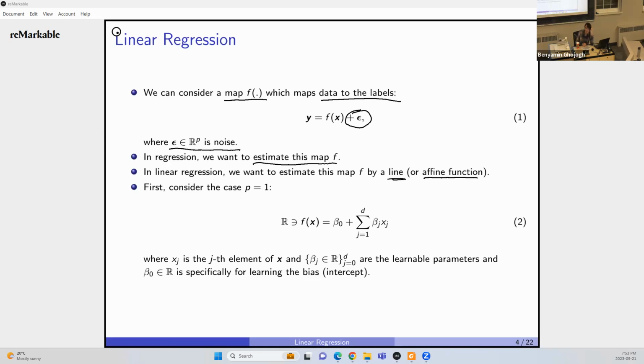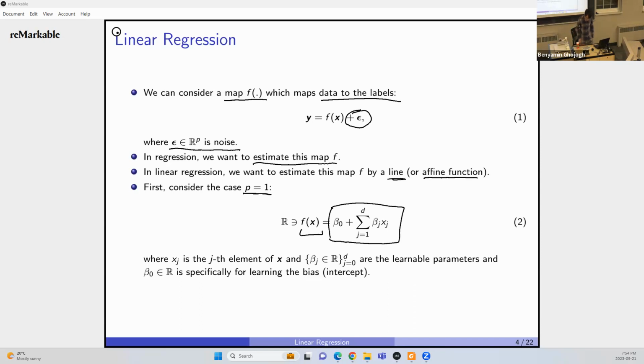So for now, consider that my labels are scalar. We will generalize it. If p is 1, then f of x will become a scalar. So can I write it in this way? What is this? It's a linear function, with the parameters beta 0, beta 1 to beta d. Do you agree that this is a linear function of x?